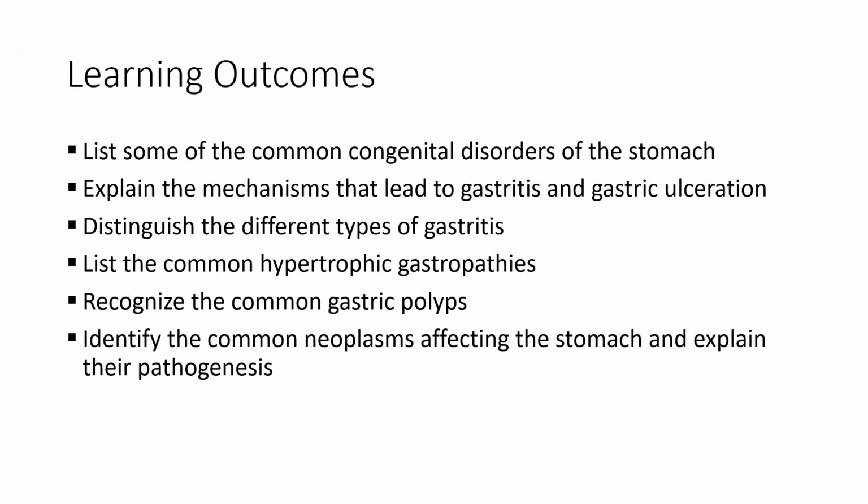The learning outcomes for this lecture are that you should be able to list some of the common congenital disorders of the stomach. You should be able to distinguish the different types of gastritis and understand the pathophysiology underlying them and the mechanism leading to peptic ulcer disease. You should be able to list the common hypertrophic gastropathies and recognize the common gastric polyps and tumors affecting the stomach, and to be able to explain the pathogenesis underlying the gastric tumors.